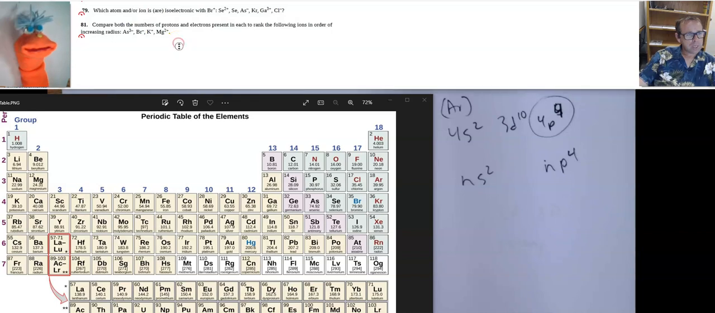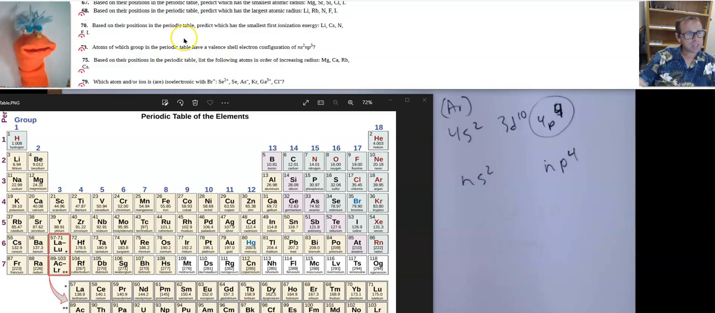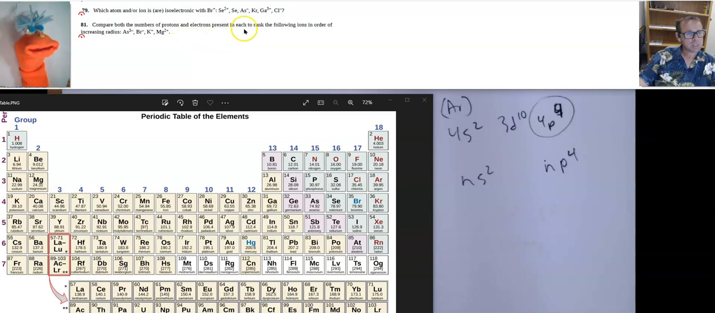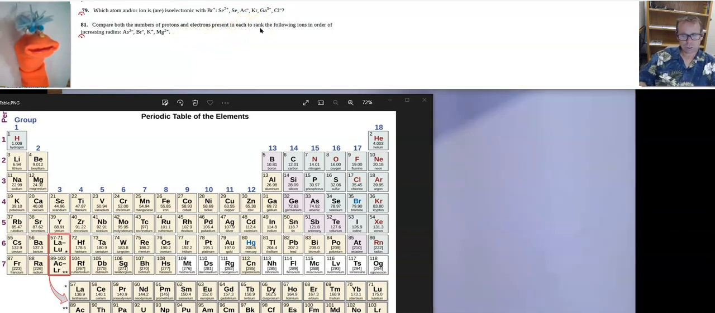81, compare both the numbers of protons and electrons present in each to rank the following ions in order of increasing radius. All right, so radius. Arsenic with 3 extra electrons, bromine with 1 extra, potassium that's lost an electron, and magnesium that's lost 2. All right.